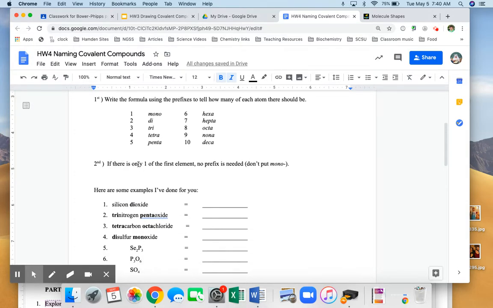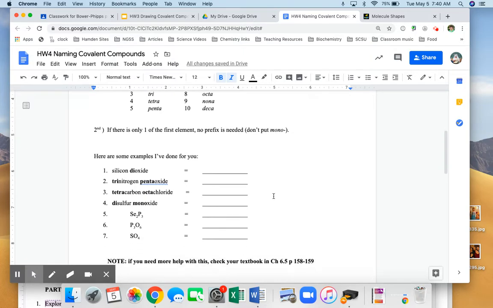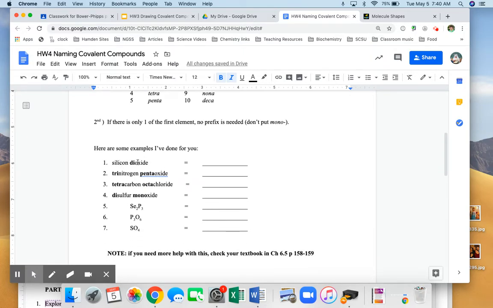The second rule is that you should only use the prefix mono if it's in the second position. If there's only one of the first element, you don't need a prefix. So let's do some practice ones. Silicon dioxide. Notice there's not a prefix in front of silicon. So this is if there's only one of the first one, we don't need a prefix.